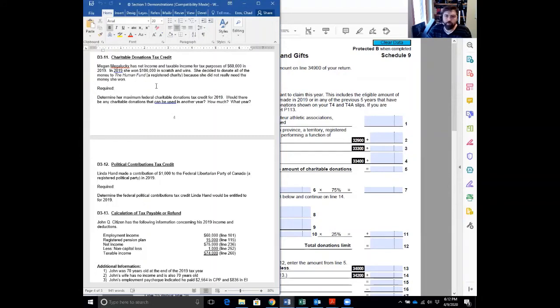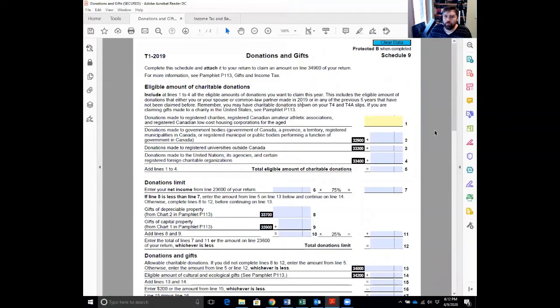How much? What year? Okay, so let's, first of all, let's just fill out the form. So the donations that we made were $100,000. Okay, and we made it to a registered charity. Okay, we didn't make it to a government body, like the government of Canada, province, territory, registered municipality, or any of these. We didn't make it to a university. We didn't donate to United Nations, its agencies, and certain registered foreign charitable organizations. We just did to a charity. Okay, so total charitable amount is 100,000.